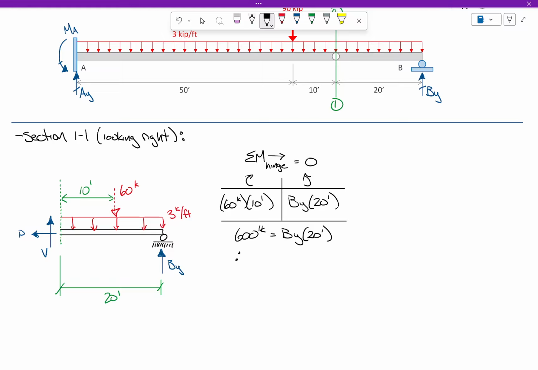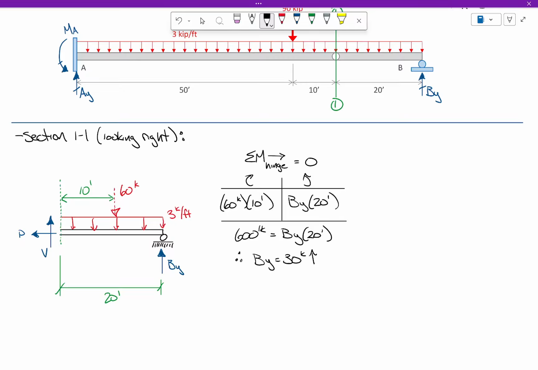What's BY? 30. 30 going up. That's right. Now, I want to go back to something that you mentioned, though, and that is summing forces in the y direction. We do not need to do that for the purposes of this problem, but I am going to do it anyways because I want to show you something that we're going to see later.